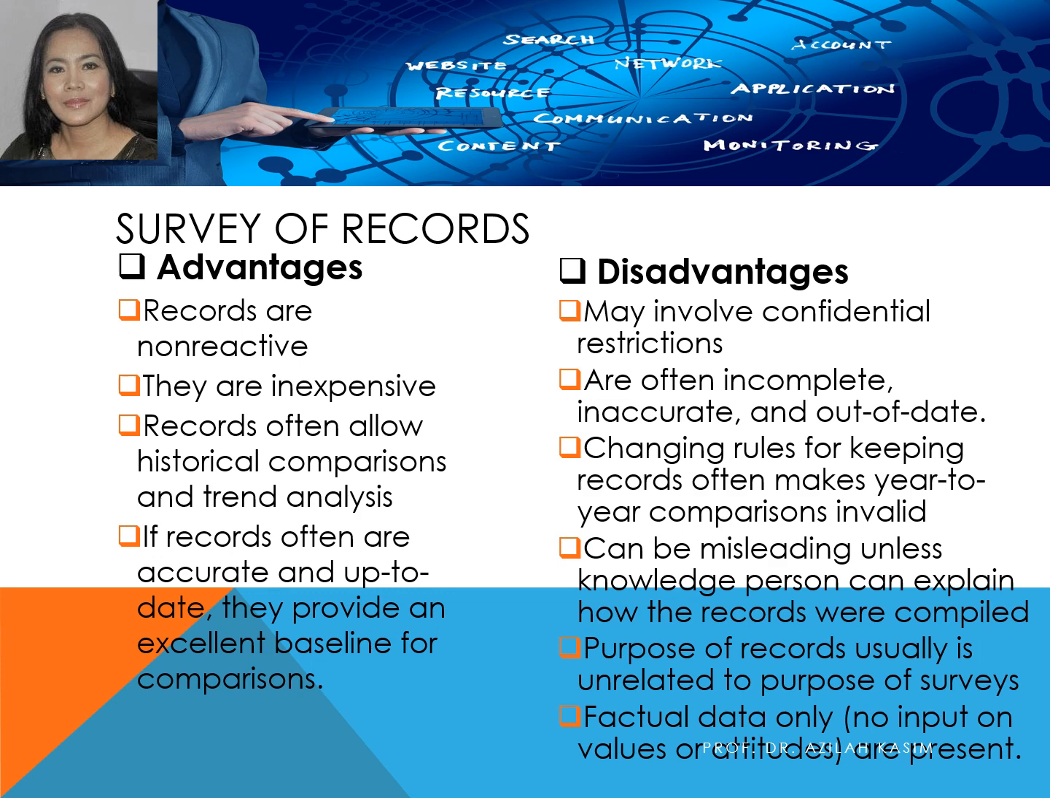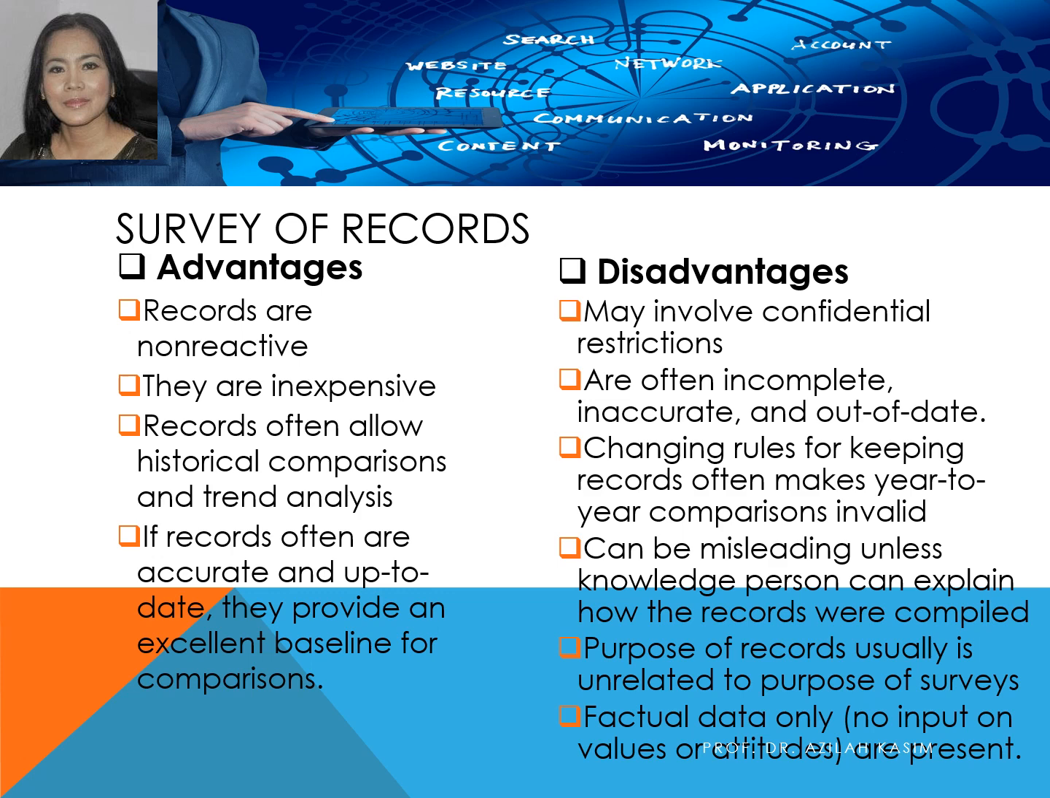But those are advantages. Disadvantages of survey of records is that they may involve confidential restriction. If it says they're confidential, that means you cannot access it, even though you really want to. Or even though the information is really relevant to your study, you cannot, because it's already marked confidential. They are often incomplete, inaccurate, and out of date. When we talk about records, we're talking about the past, things that have been stored in the past. Of course, there will be issues of inaccuracy or out of date situations.